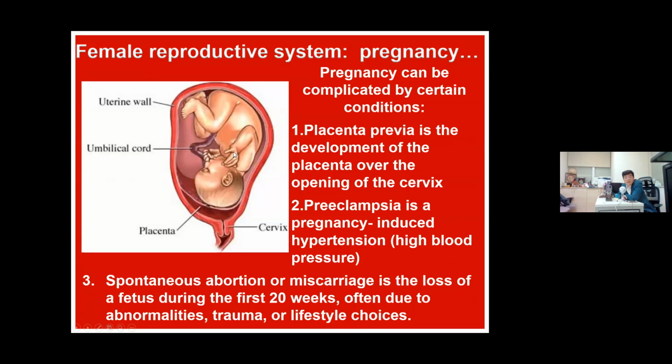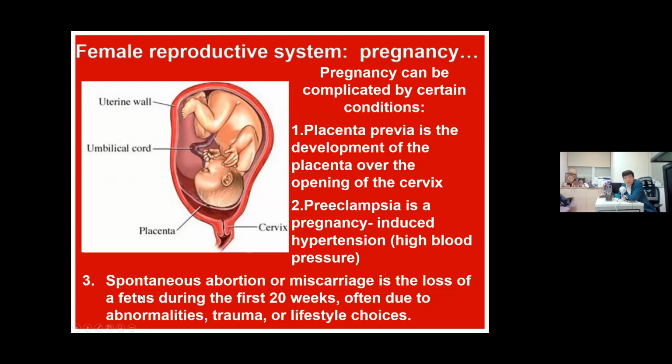So pregnancy can have some complications, like placenta previa. Placenta previa is when the placenta is located between the fetal head and the cervix. So when the baby comes out, the placenta will have a laceration. During the laceration, there is massive bleeding, and the baby will have anemia and a lack of blood supply. So it's a very dangerous condition.